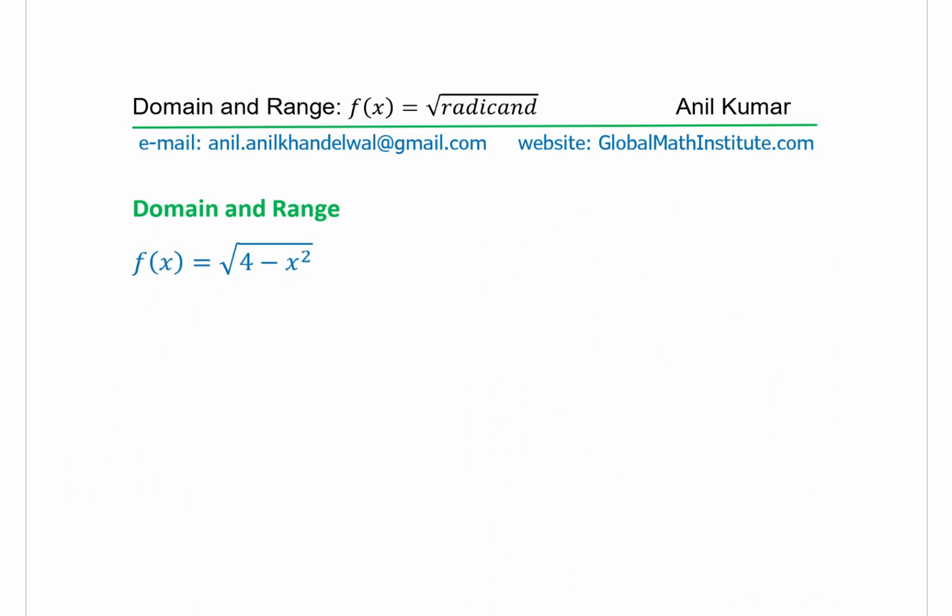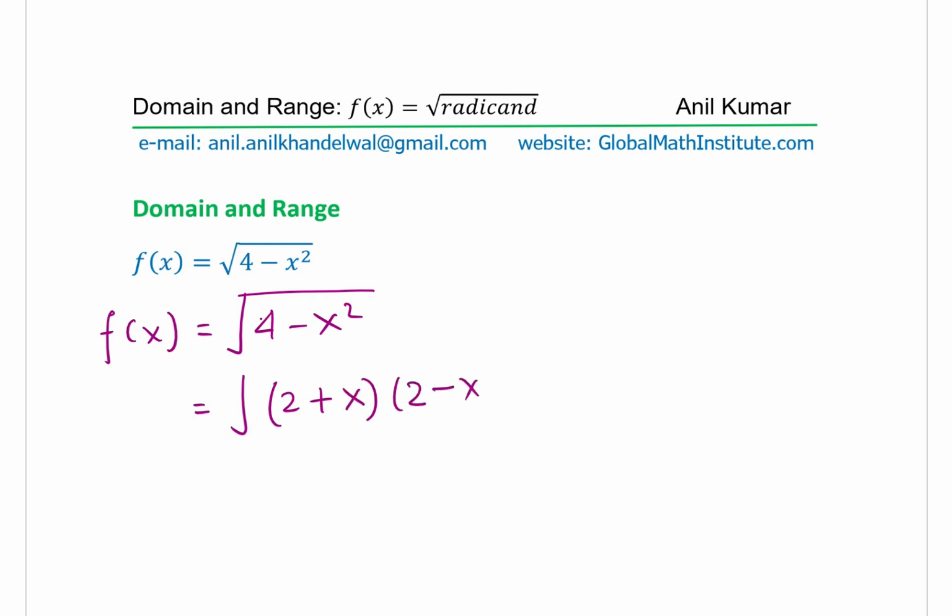This time we have f of x equals the square root of 4 minus x squared. How do we find the domain and range of such a function? Okay, let's try to factor the inside term. So we get f of x equals the square root of 4 minus x squared, which is a difference of squares. So I could write this as the square root of 2 plus x times 2 minus x.